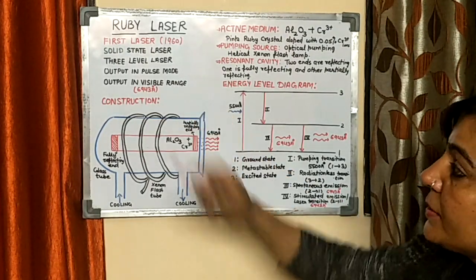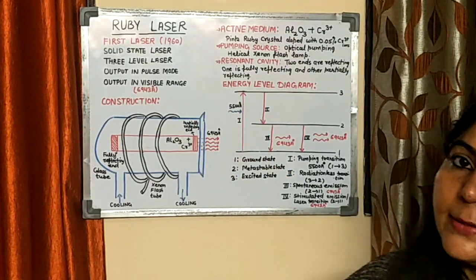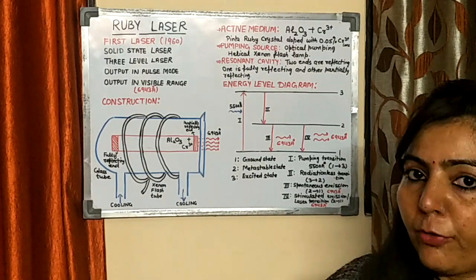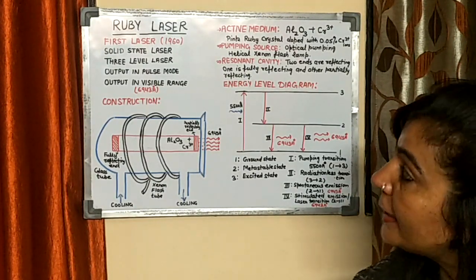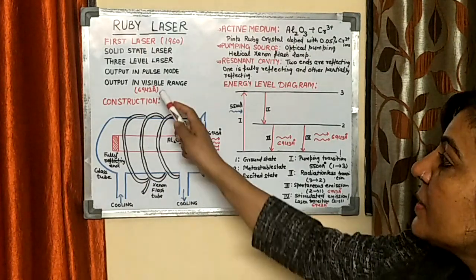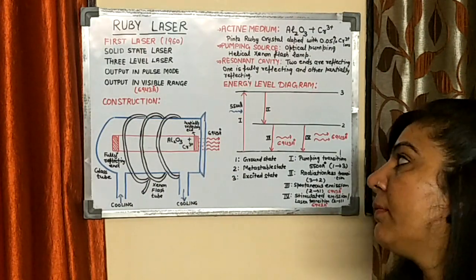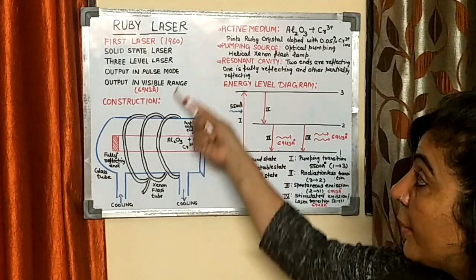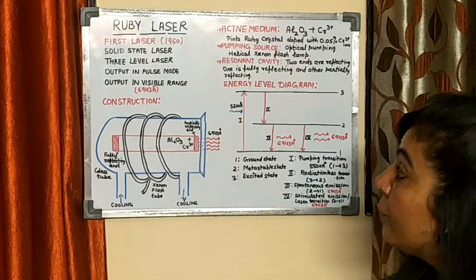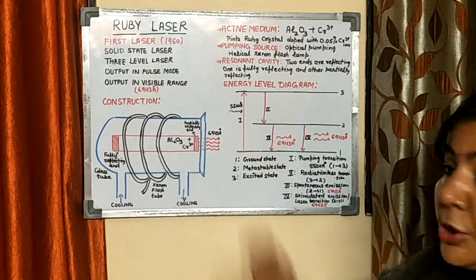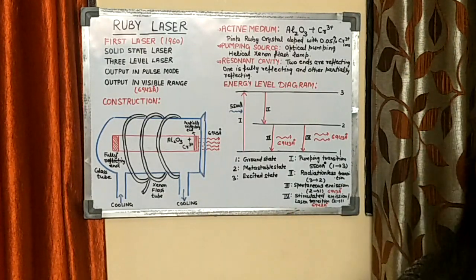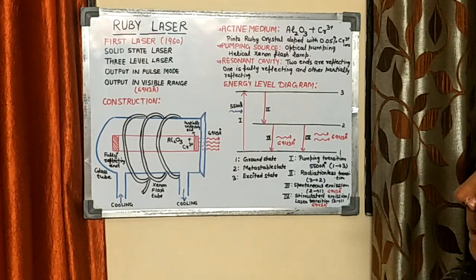The next feature is that the output of Ruby laser is in the visible range of the electromagnetic spectrum. The output wavelength of the laser beam from Ruby laser is 6943 angstrom. So these are some general features related to this Ruby laser. Now we are going to discuss the construction, working and energy level diagram of Ruby laser here.